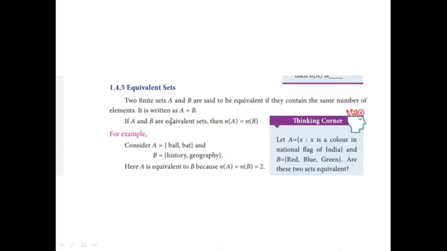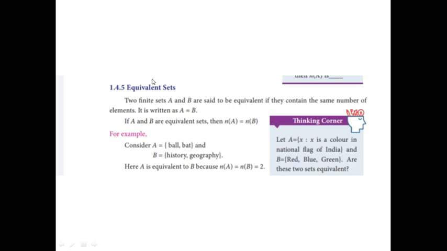Next, equivalent sets. What is an equivalent set? Two finite sets A and B are said to be equivalent if they contain the same number of elements. If the cardinal numbers of two sets are equal, then we say they are equivalent sets. That is, if n(A) equals n(B), where A and B are the two sets, then it is said to be an equivalent set.